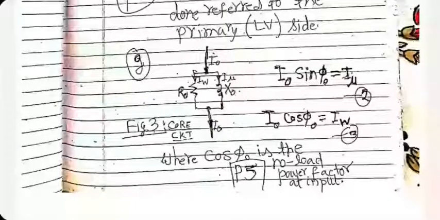So essentially speaking, R0 and X0 can be calculated because V1 is almost fully being applied across the core. And if you know I mu, then X0 is easy to calculate. And if you know IW, then R0 is easy to calculate. We have done a numerical example on this in the past.